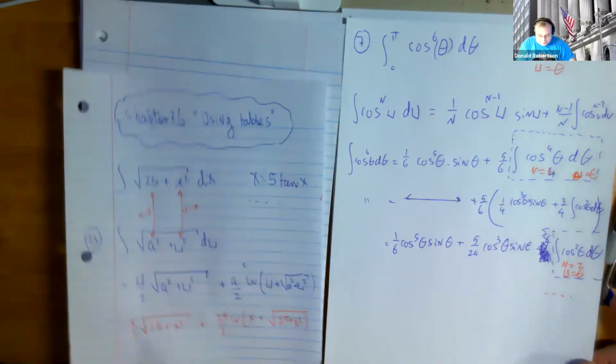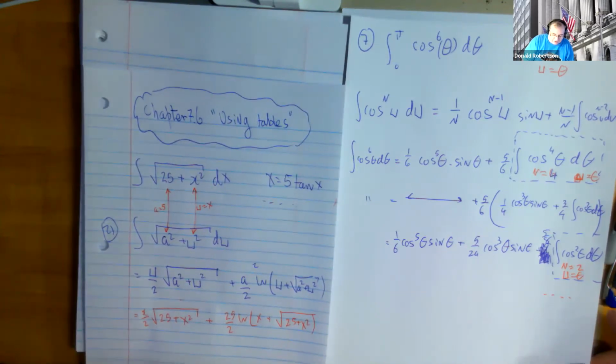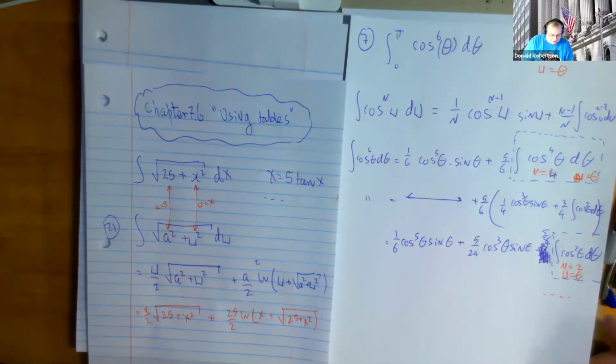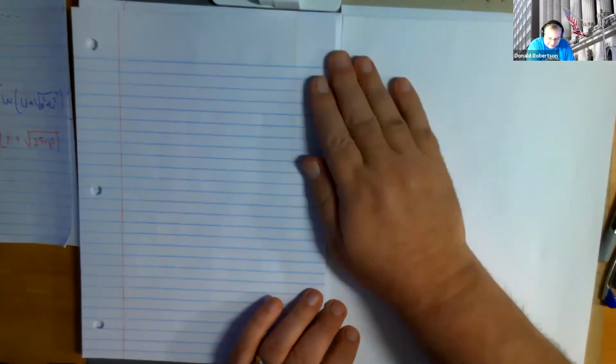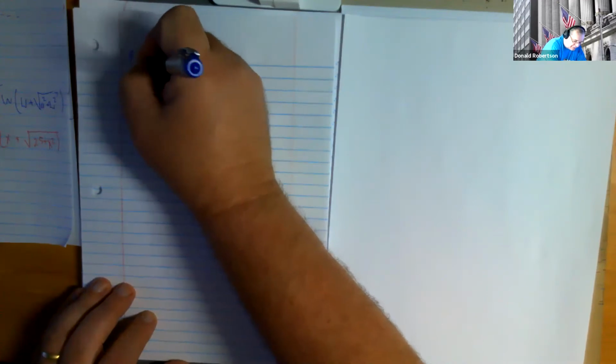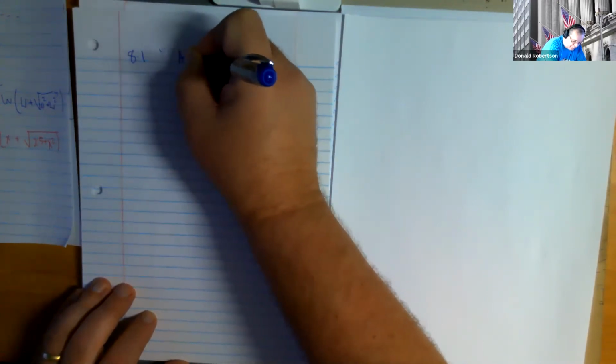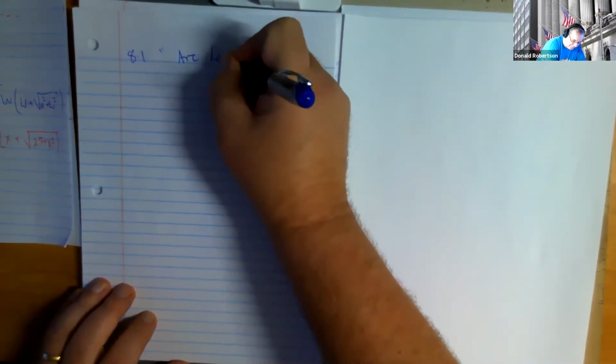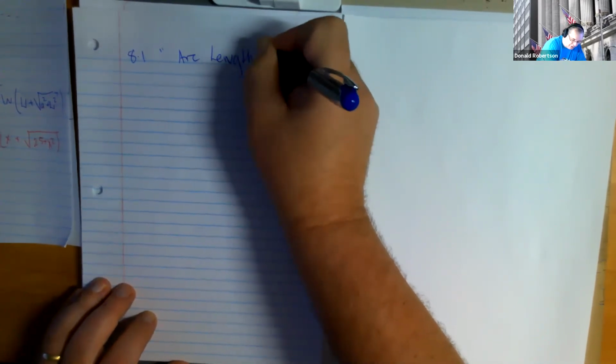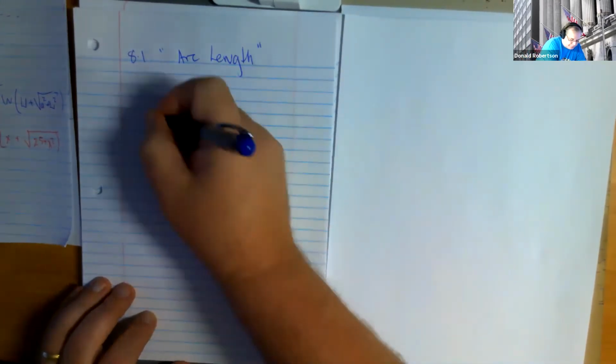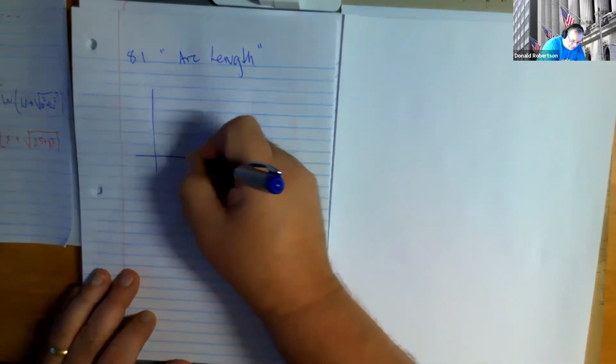Now, we are about to start a new section, a new chapter. This chapter, chapter 8, deals with applications of integration. In other words, how you can use integration to find things. And the first one we're going to look at is we're going to use integration to find what's called arc length. So I'll give you an example of what arc length looks like.